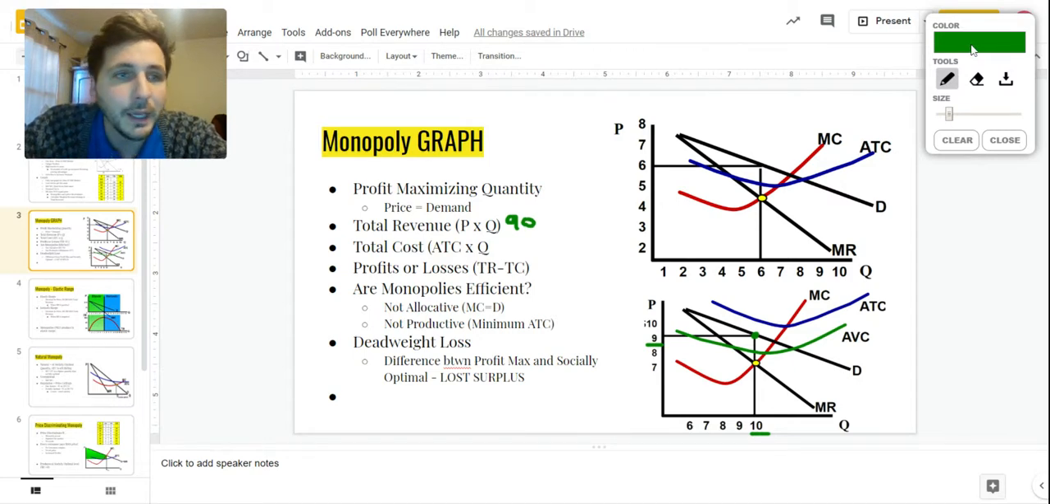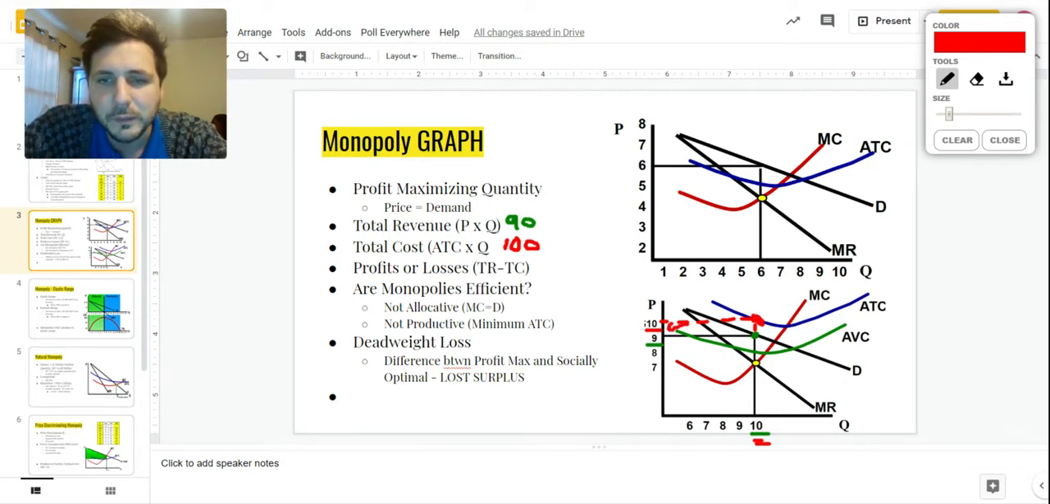Now I need to find my average total cost. So I take that same quantity, dash all the way up until I find ATC right here, and dash over, and that is going to be 10. So my ATC is 10. My quantity is 10, so my costs are going to be 100, or this very large box. Total revenue is a small box. Total cost, sorry, I put a little dash there. Total cost is going to be the big box.